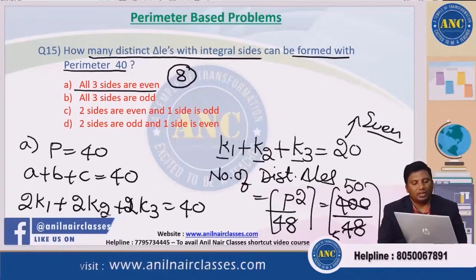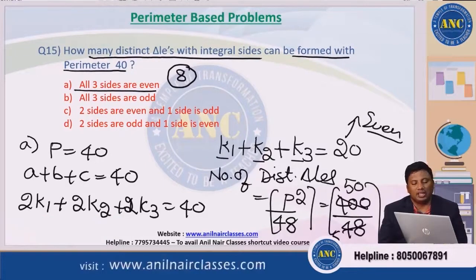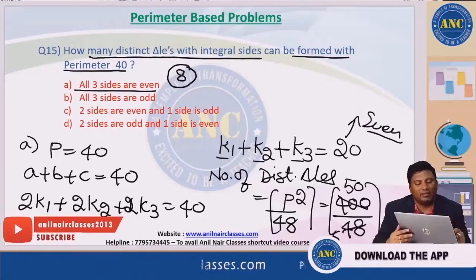Right? So the first one is clear. All the three sides are even. I hope the concept is clear. Next, B. Let us see the B value.